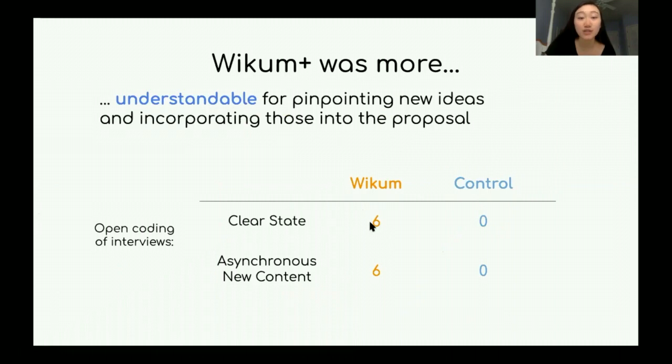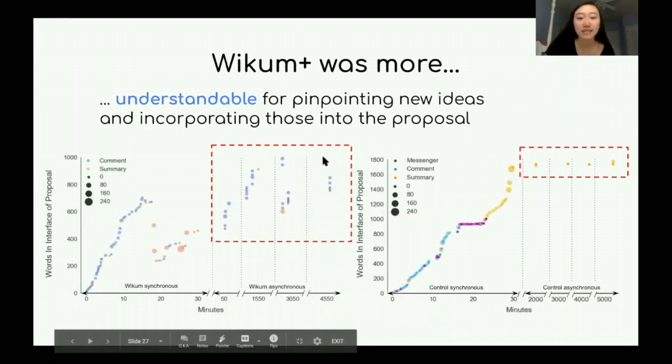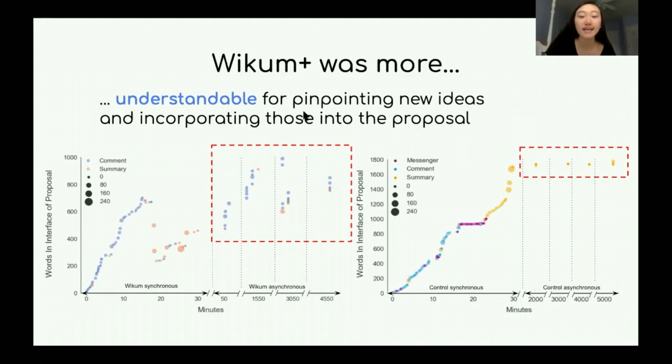In the asynchronous portion, we found that Wickham users could easily find new blue comments and partial summaries to work on. This meant multiple rounds of discussion and summarization. In contrast, after the synchronous portion, the control group couldn't figure out what was newly added to the doc, so the only changes they made were clarifying and grammatical fixes, leaving the content mostly unchanged.